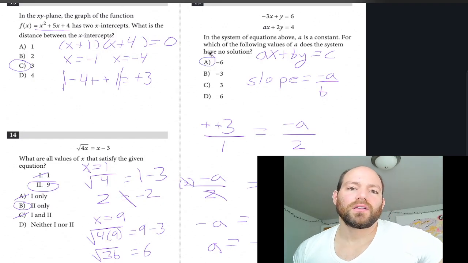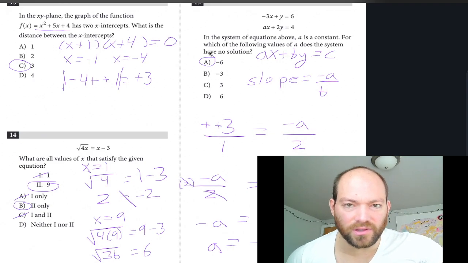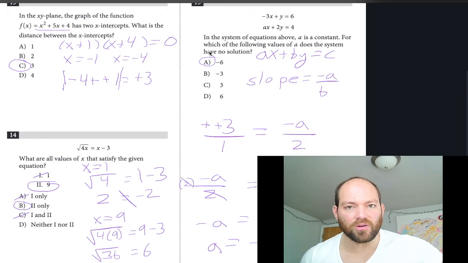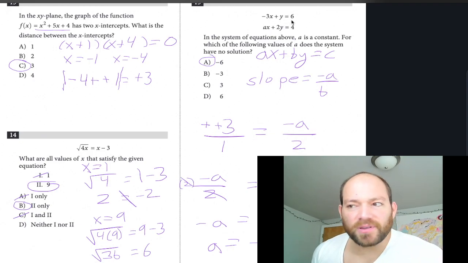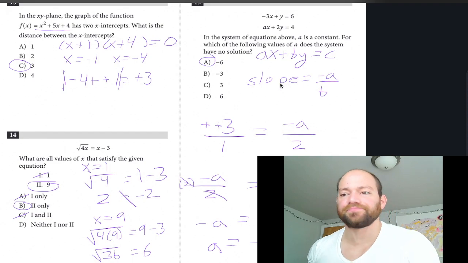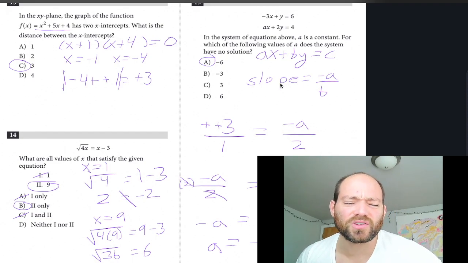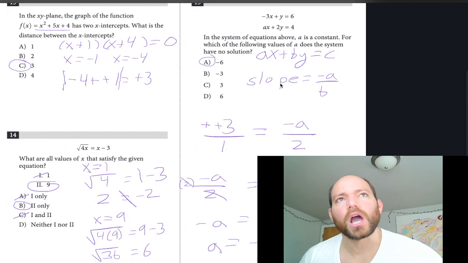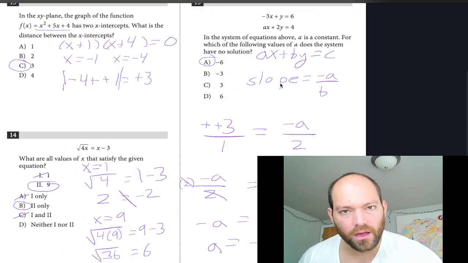So, a system of linear equations with no solutions means they have the same slope. ax plus by equals c is the standard form of a linear equation. When they give you that, the slope is just going to be negative a over b. That's how you make these questions go much more quickly. Okay?